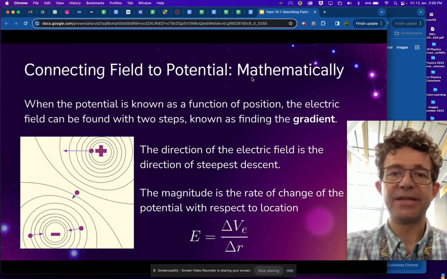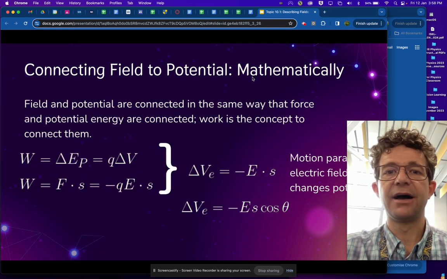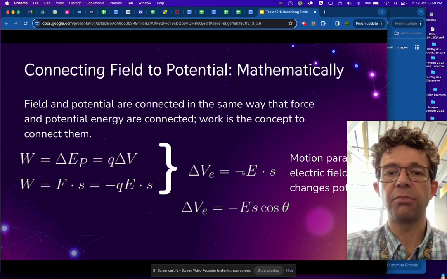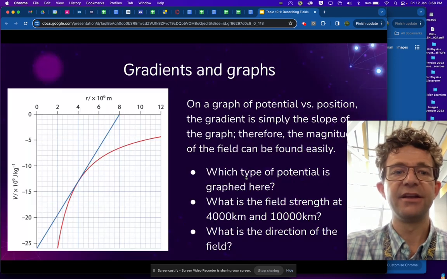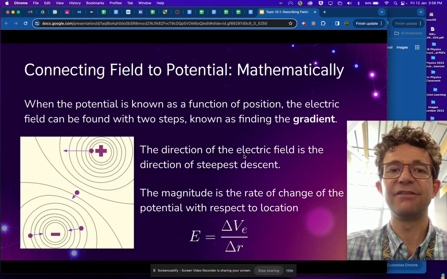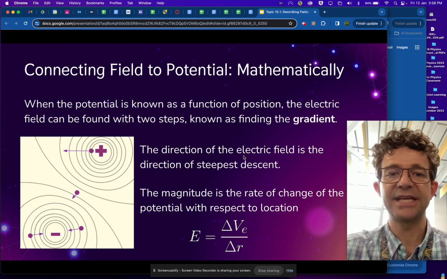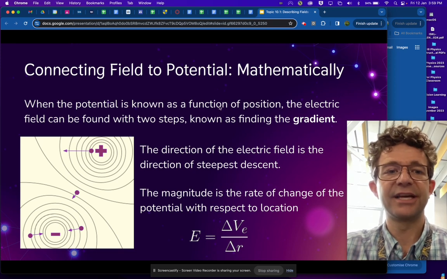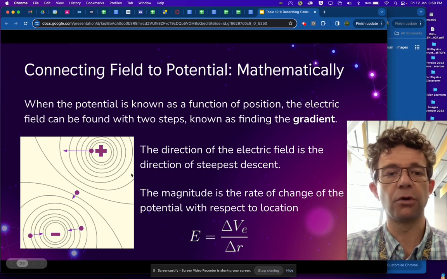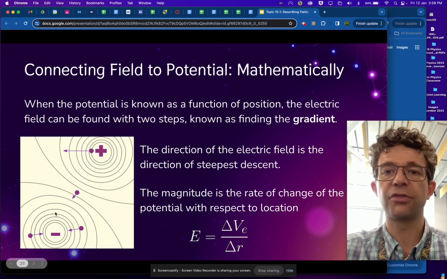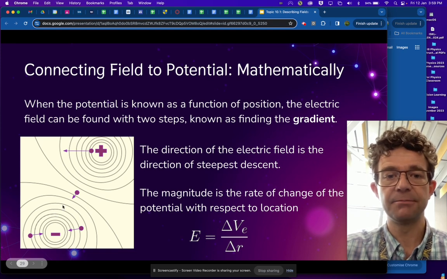And like I mentioned, the way that we calculated the potential was by finding the work done moving a charge from one point to another. So we had to do an integral over a displacement. Then the mathematics that we need for finding the electric field from the electric potential is the derivative. So when the potential is a known function of position, the electric field is found with two steps known as finding the gradient. And this is the more general way when we're thinking about a two or a three-dimensional system.